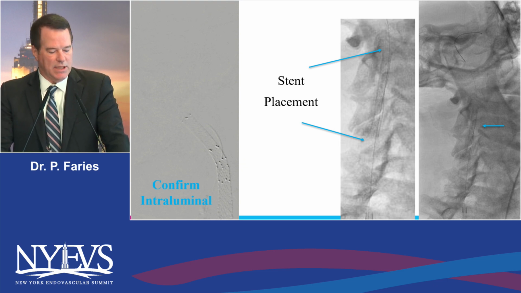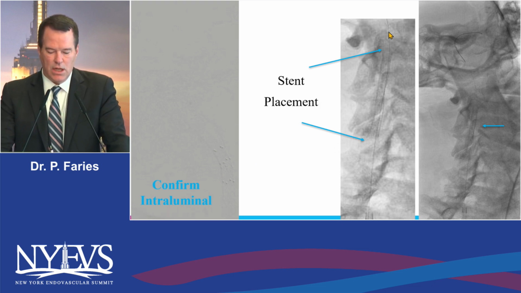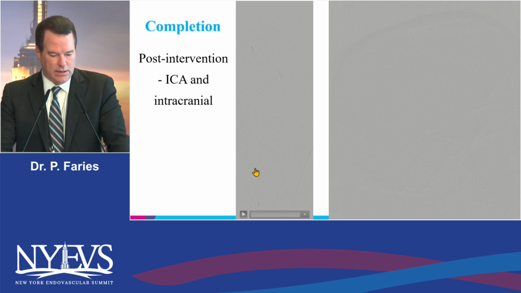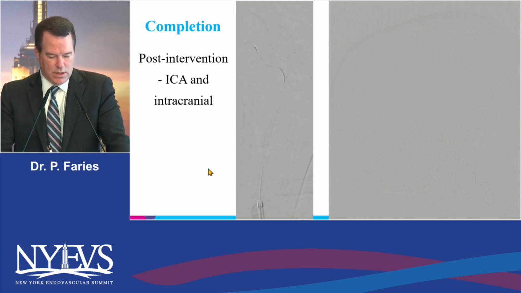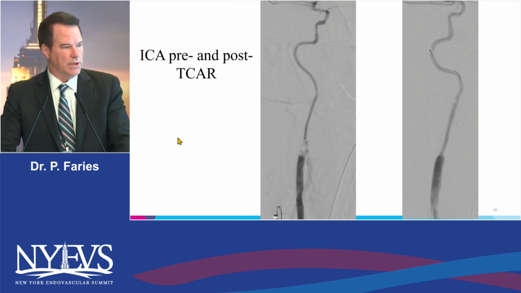I was concerned that we may be in a dissection plane, so we advanced a microcatheter up and just confirmed intraluminal positioning. You can see we treated the other side previously with a lesion. Went ahead and did our angioplasty and stenting. Here's our stent after it's been deployed. And these are just our completion angiogram, which shows really good resolution of the stenosis and preservation of intracranial perfusion. And this is just a pre and post imaging.